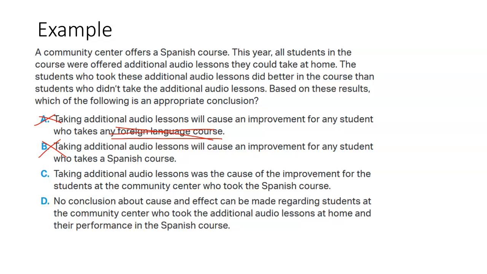Taking additional audio courses was the cause of improvement for the students at the community center who took the Spanish course. Yeah, we can make that assumption because it's about that course, about that community center, those students only. We don't have to make any other assumptions about anyone else. Okay? Because we have enough information for that subset, but not for anything else. So we can make that assumption.